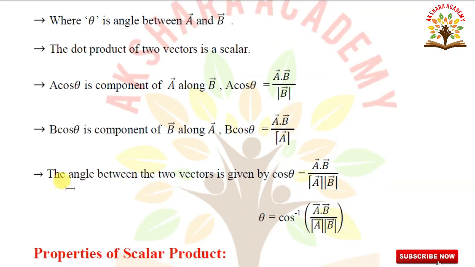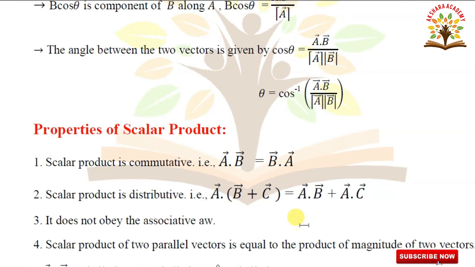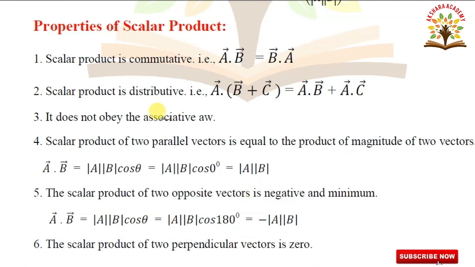Then the angle between the two vectors is given by cos theta is equal to a bar dot b bar by modulus of a bar modulus of b bar. Then theta is equal to cos inverse of a bar dot b bar by modulus of a bar into modulus of b bar. Next, properties of scalar product.